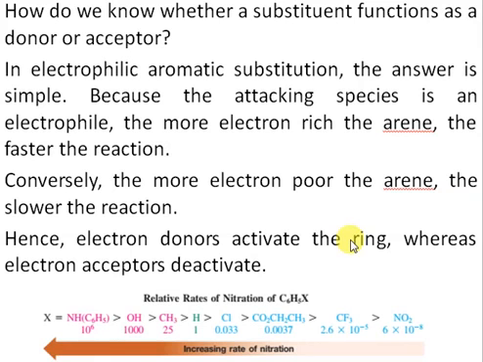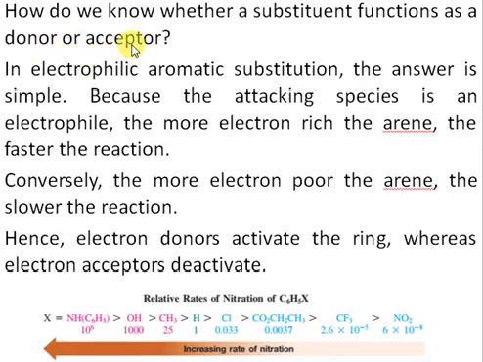So if you're not sure whether a substituent is acting as a donor or acceptor, just see the rate of reaction, right? In an electrophilic aromatic substitution reaction, any substituent which is increasing the rate of reaction will be a donor, and any substituent which is decreasing the rate of reaction will be an acceptor.